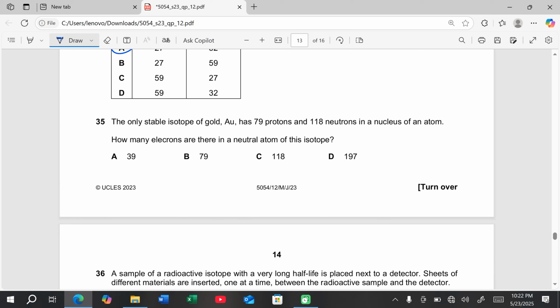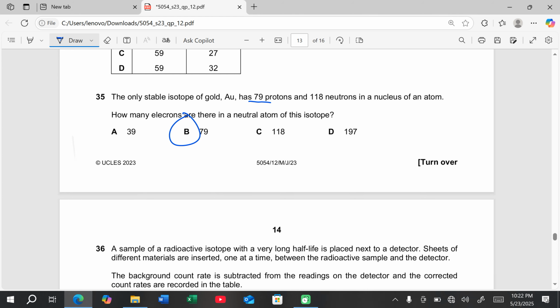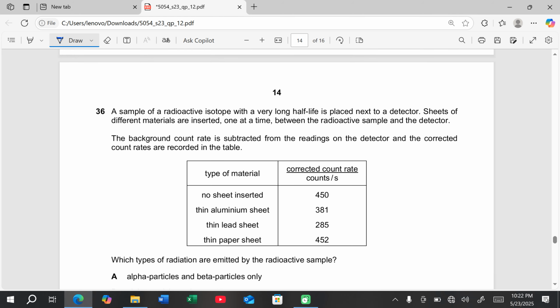In 35, it says the only stable isotope of gold, Au, has 79 protons and 118 neutrons in the nucleus of an atom. How many electrons are there in a neutral atom of this isotope? Since it has 79 protons, it has to be 79 electrons in a neutral atom.